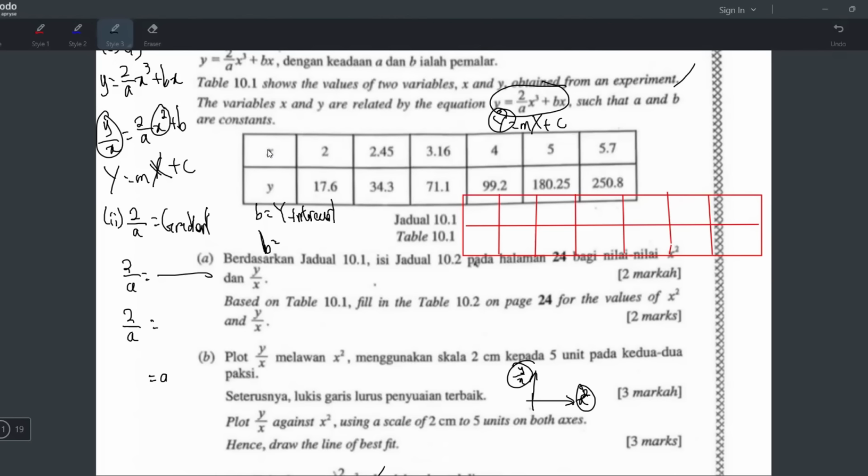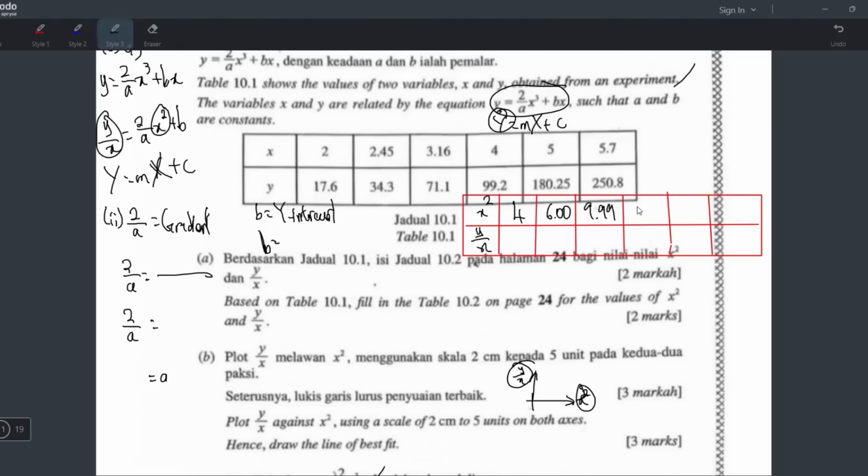Okay, the x-axis is no longer x, y, it's x square and y over x. Alright, and then for the x square, kita square kan semua ni lah. Okay, 2 square is 4. 2.45 square. Let's use calculator. Alright, for this you write 2 decimal place. Yeah, because it's a graph question. Yeah, for graph question, I always teach the same way. Write 2 decimal place. 2 decimal place means after decimal take 2 digits only. So this one is 6.00. 3.16 square, write 2 decimal place is 9.99. Yeah, because actually they give 9.985, right? So 2 decimal place, so 9.99.